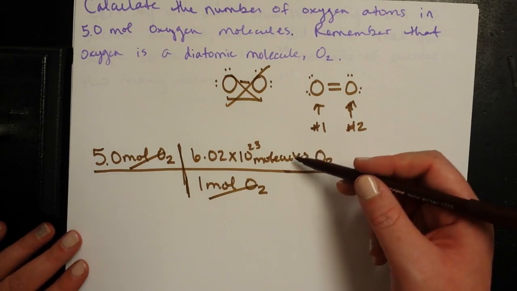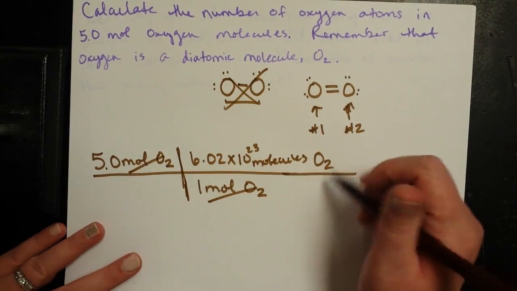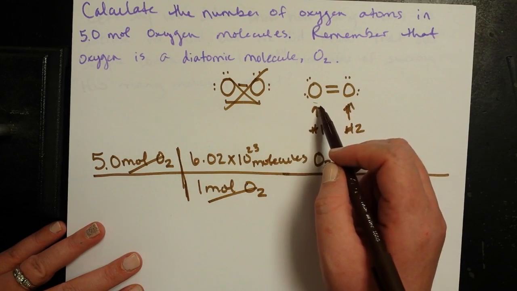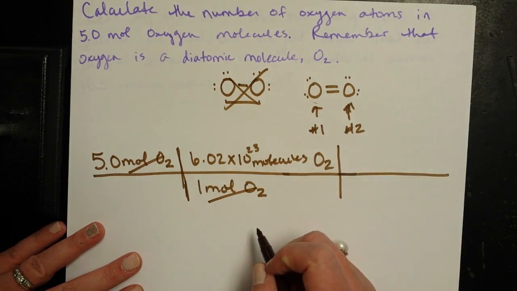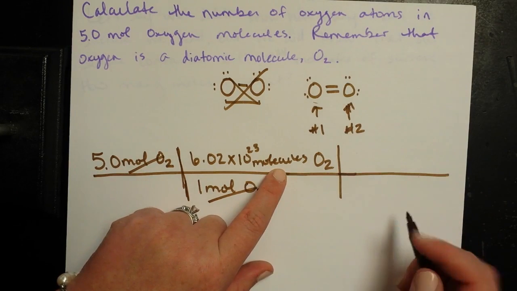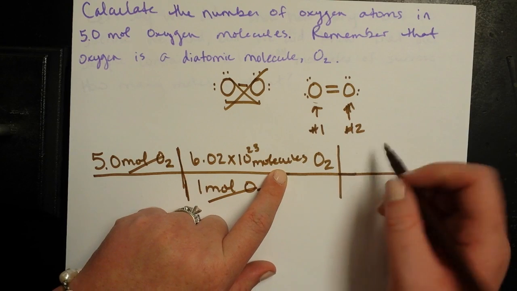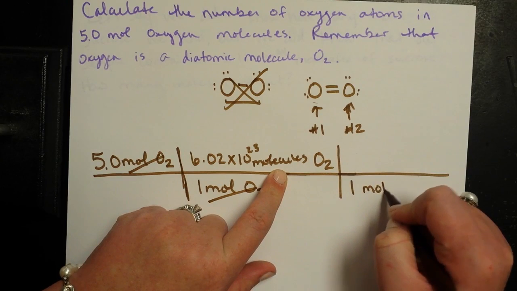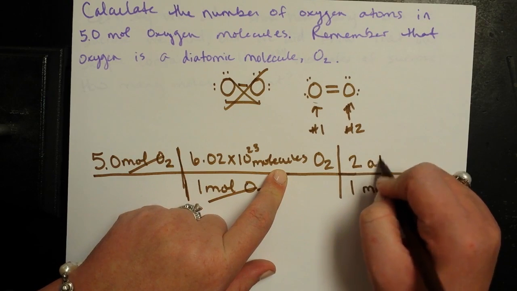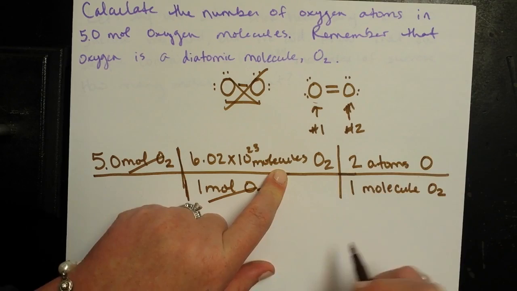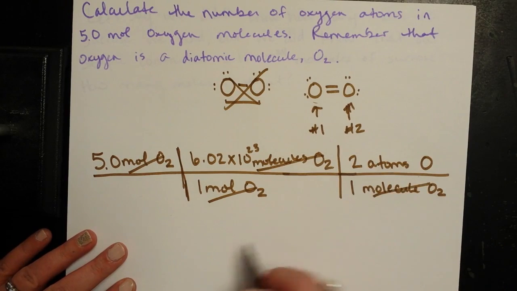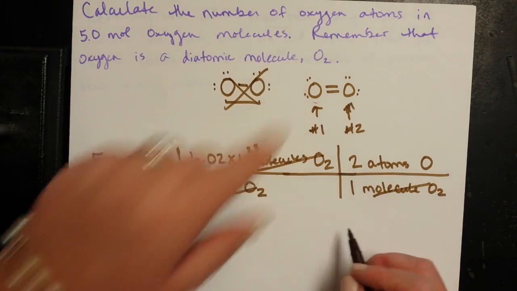But I don't need molecules, I'm looking for atoms. So I can use another conversion factor and say that for 1 molecule of O2, I've got 2 atoms of oxygen. So since I've got molecules in my numerator, I want it in my denominator now so that the units cancel. So I'm going to say every 1 molecule of O2 has 2 atoms of oxygen in it. Okay? So the molecules cancel and we're left with atoms of oxygen, which is what we asked for.